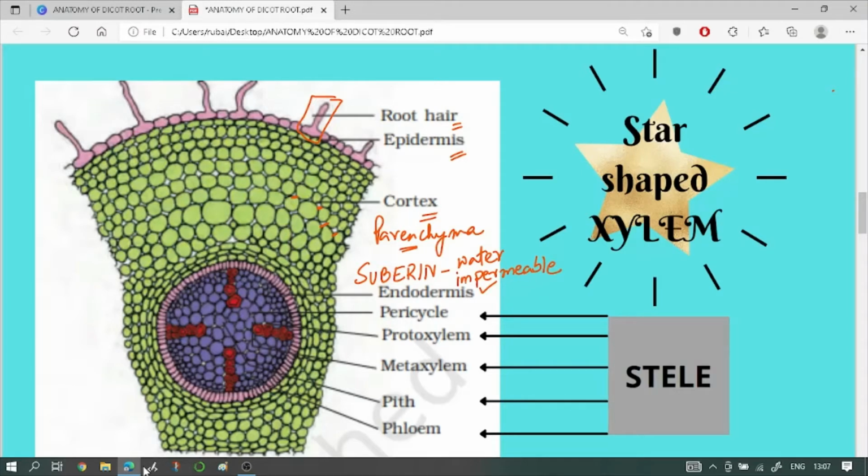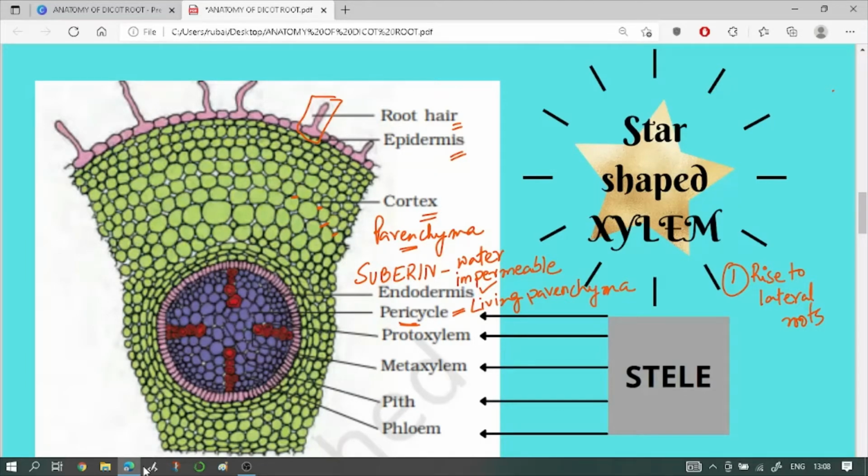After the endodermis, you have several layers of pericycle, and the pericycle is made up of thick-walled parenchyma cells. Now, as I said, you have to remember this, that these are made up of living cells, living parenchyma cells, and they have two very important functions. So the two functions of pericycle is, number one, it gives rise to lateral roots. So the lateral roots which arise in dicot roots are from the pericycle.